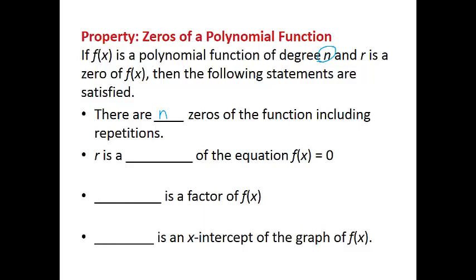r is a solution of the equation f of x equals 0. And a really important part is that if r is a zero, then x minus r is a factor of the function. And then the point (r, 0) is an x-intercept of the graph of f of x.